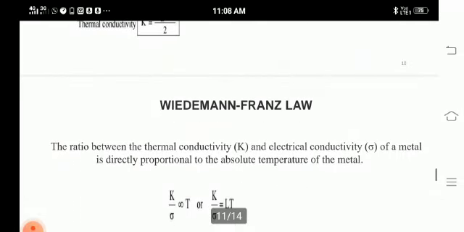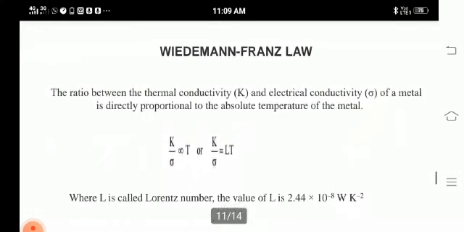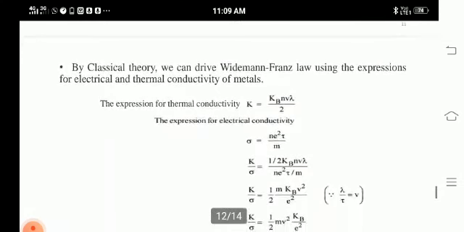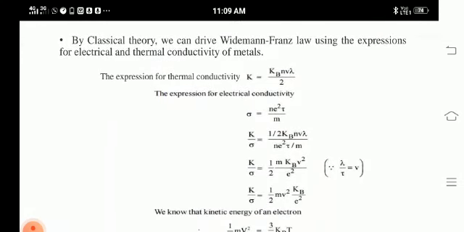We take the values of electrical conductivity and thermal conductivity and substitute them in the Wiedemann-Franz law, so we can deduce the law. The Wiedemann-Franz law is the ratio between thermal conductivity and electrical conductivity. We have found the electrical and thermal conductivity of a metal as expressions, so we substitute them in the law. K is half nv lambda kB, and sigma is ne squared tau divided by m.